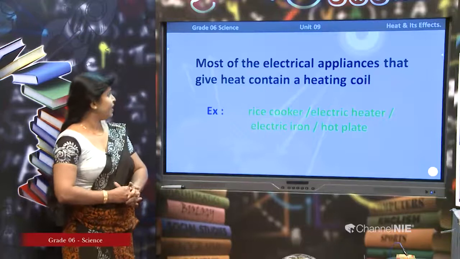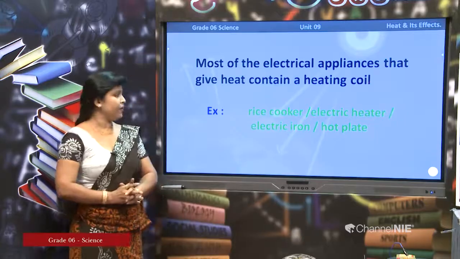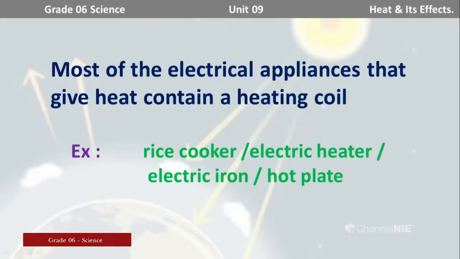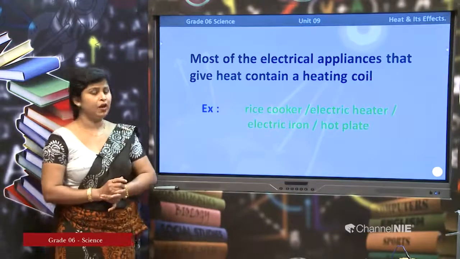You know that there are many electrical appliances found in our home. They are rice cookers, electric heaters, electric irons, electric ovens, hot plates, right. The specialty of all these appliances is the production of heat. How do they produce heat? They produce heat by electricity. When electricity is provided, the appliance is heated up. Most of the electrical appliances that give heat contain a heating coil.